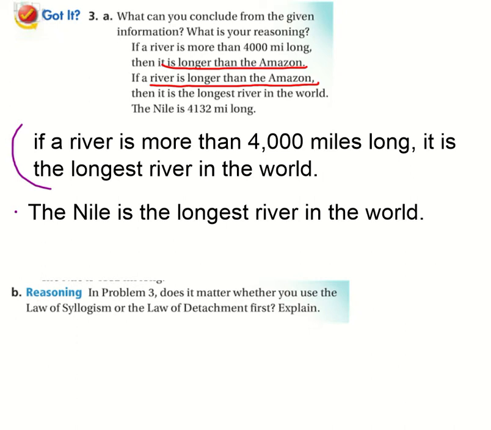then we can use the law of syllogism to determine that the Nile is 4,000. That if a river is more than 4,000 miles long, it's the longest river in the world. And then we use our law of detachment just to say that the Nile is the longest river in the world. So I suppose I would say we, in the end, probably need to use the law of syllogism before we use the law of detachment.